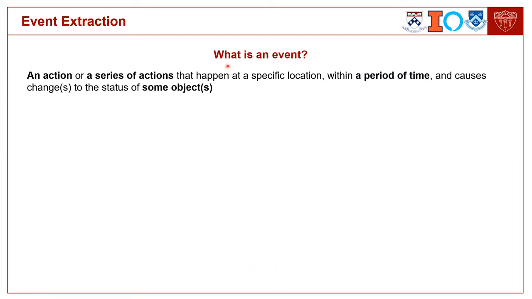And here we have this first fundamental question. So what is an event? Right. There have actually been different definitions by psychologists, linguists, and computer scientists. And I think debates are still ongoing, but there is one definition which is close to consensus, which means that an event is an action or a series of actions which happen at a specific location within a period of time, and it causes changes to the status of some object or objects.